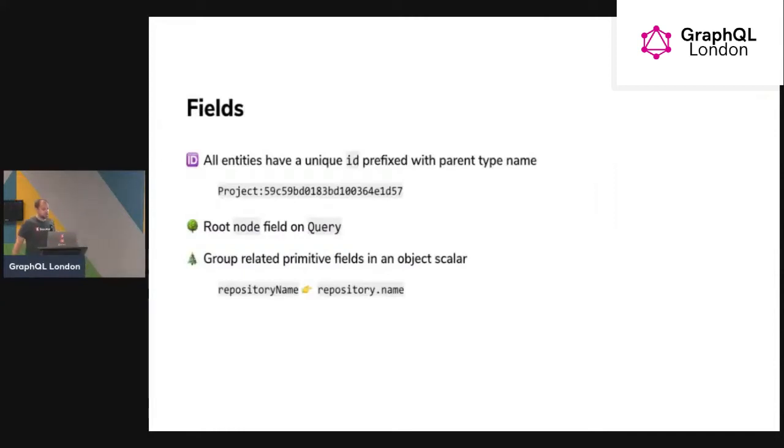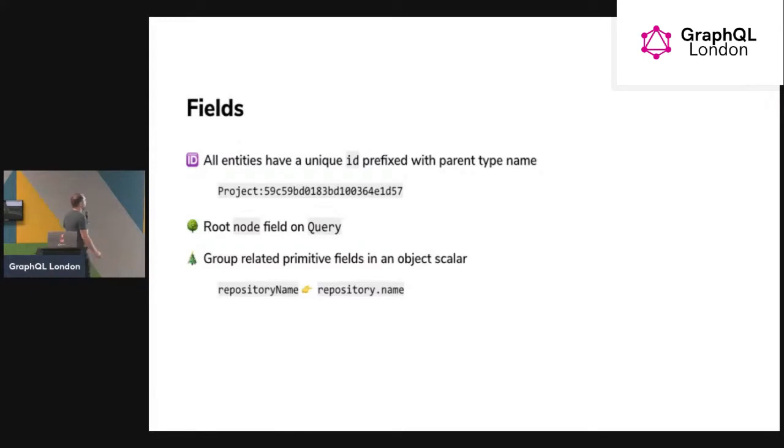Fields first, right? Simple things like all entities should have a unique ID, and for convenience we also prefix them with their type name. So that looks something like project and then some random MongoDB ObjectID. The reason for that project prefix is that if you then use the root node field on query, you throw in that project ID, and it's able to fetch it and knows which collection to look in, basically which table you want to query. I mean, we could look it up without that, but it would be less efficient.